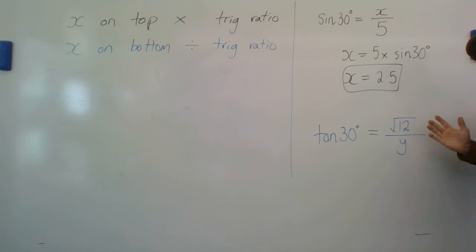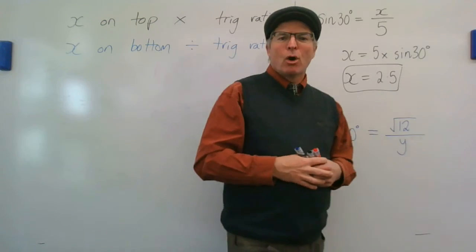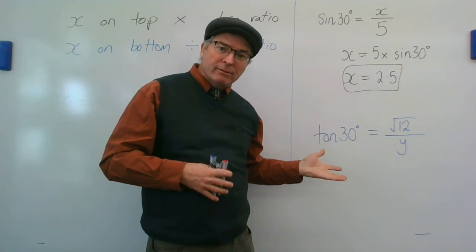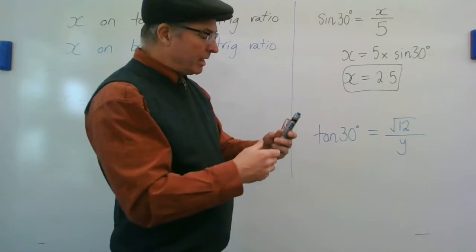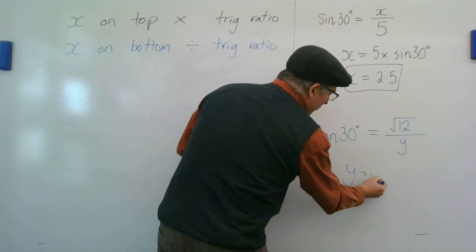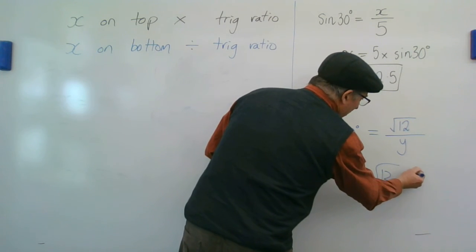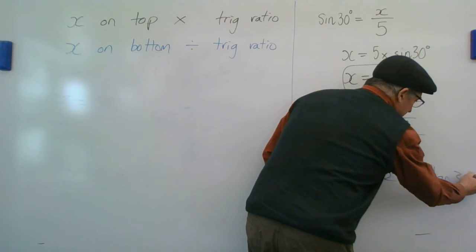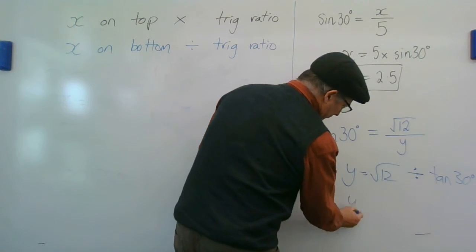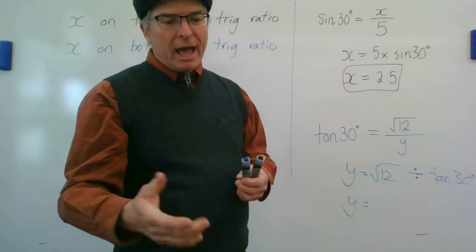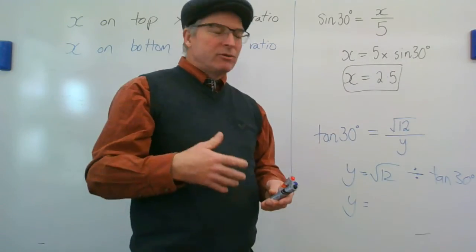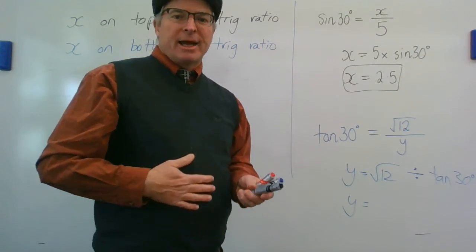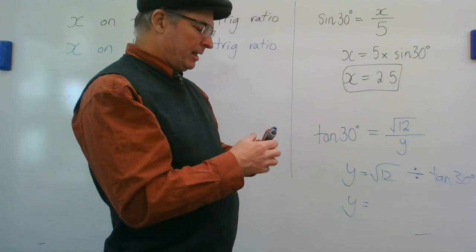Ask yourself, is the pronumeral on the top or is it on the bottom of the fraction? If it's on the bottom, you divide. Okay, so the answer will be that y is equal to root 12 divided by the trig ratio. You put that into your calculator, root 12 divided by whatever tan 30 is, okay? And that will probably give you something like 6.